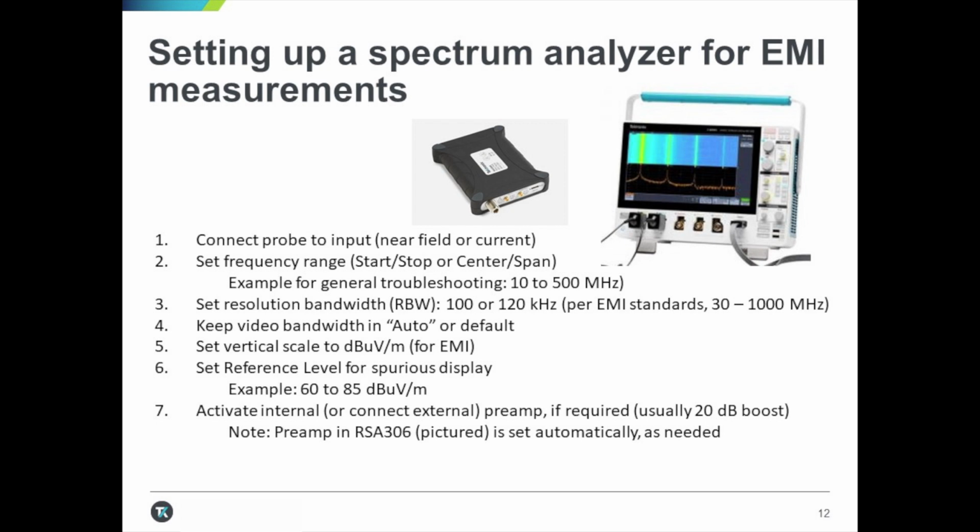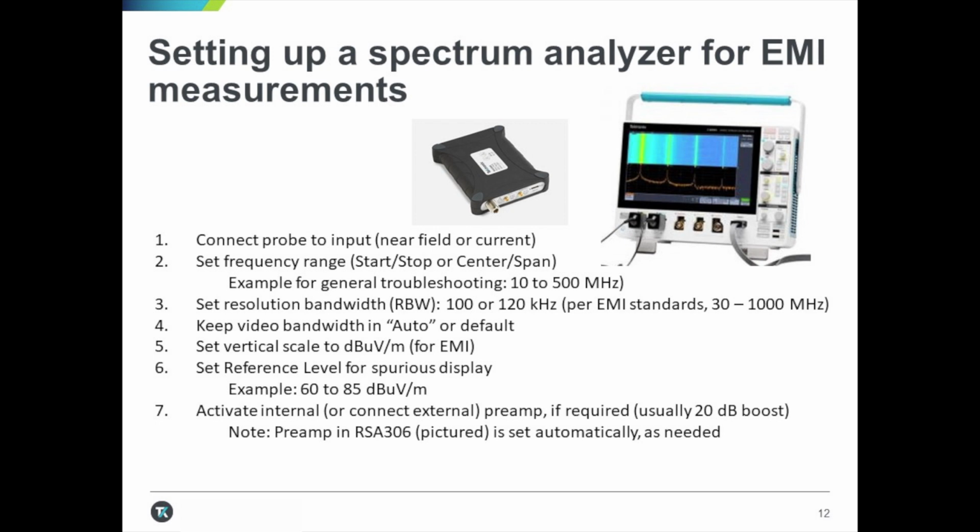And we also want to make sure that the video bandwidth is set to auto, and set the vertical scale from dBm to dB microvolts per meter, which is most often used for EMI testing. And we also need to set the reference level for the display we're using. I'll typically use anywhere from 60 to 85 dB microvolts per meter for a reference level.